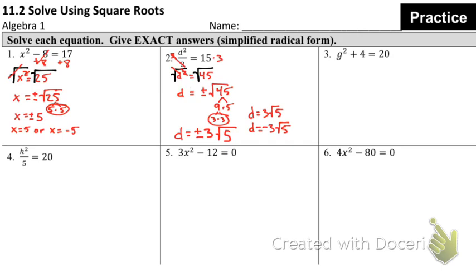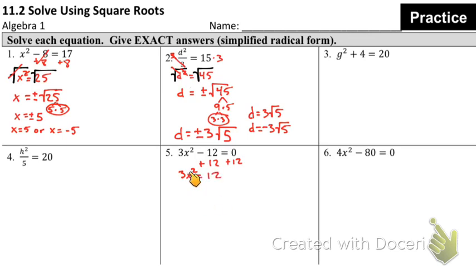Okay, let's do number 5. Again, we want to get x squared by itself. So I want to get rid of anything adding or subtracting first. I have a subtraction of 12, so I'm going to add 12. So we have 3x squared equals 12.